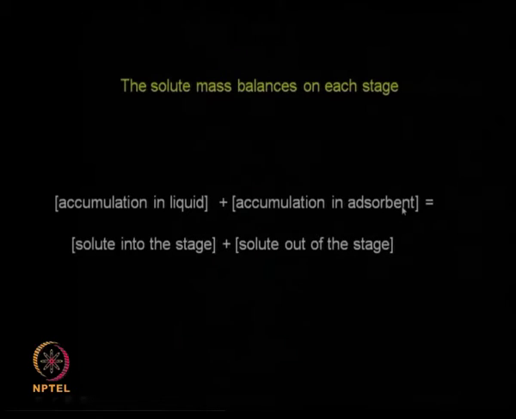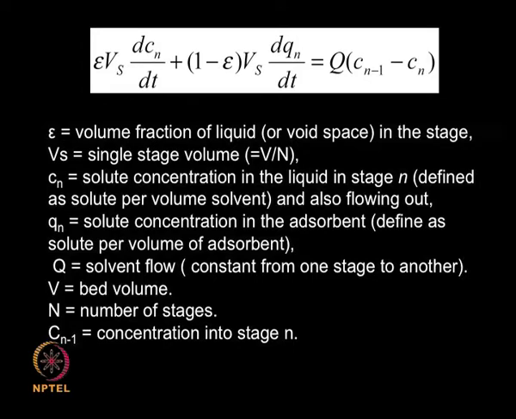So, material in minus material out is equal to accumulation. Now, there are two types of accumulation: the accumulation of the solute in the continuous phase, and the accumulation of the solute in the stationary phase, or the adsorbed phase. So we have the solute coming in with the stream travelling inside, minus the solute going out with the stream leaving, equal to the accumulation, which is in the liquid and in the adsorbent. Let us look at a stage n.